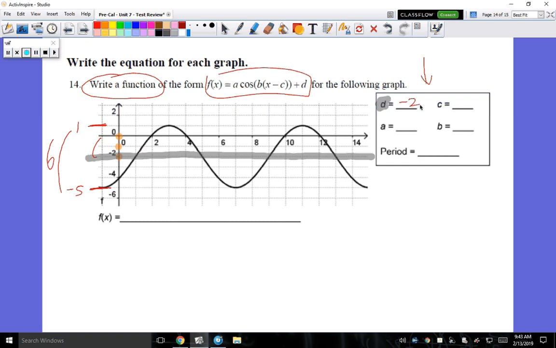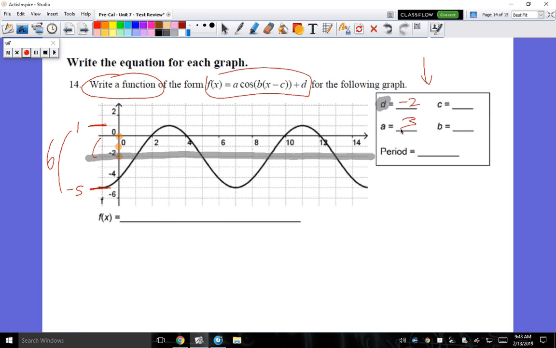A is going to be how far from that line to either a max or min do you have to jump. And in this case, you see that you're going to jump up or down 3 units. So A is 3. The next thing I would look at is the C value.